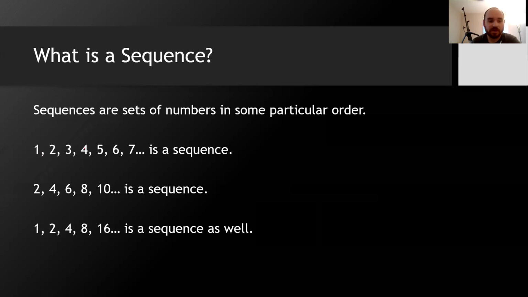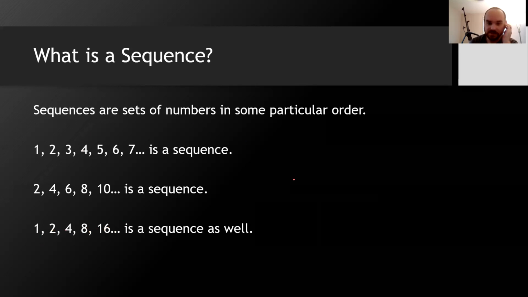This is a good example of a sequence. So we have 1, 2, 3, 4, 5, 6, 7. That's a sequence. It's just counting numbers, but it's going up by 1 every time. 2, 4, 6, 8, 10. That's just counting up the even numbers, or going up 2 every time. And then 1, 2, 4, 8, 16 is a sequence as well. And as you can tell, this is a different kind of sequence. We're not going up by the same amount each time. Instead, we're just multiplying by a number each time.